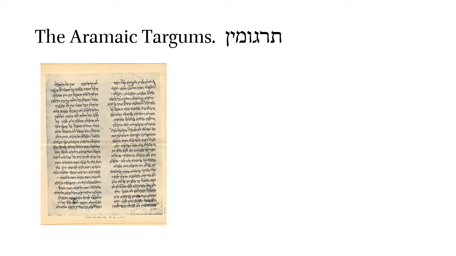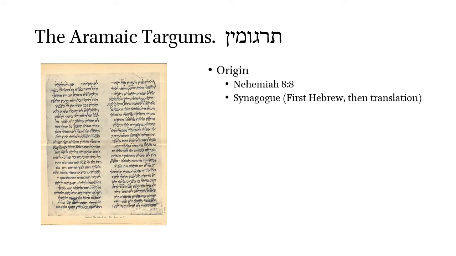Targum literally means translation in Aramaic. The Aramaic Targums may have had their start all the way back in the Persian period. So if you read Nehemiah 8, you've got the public reading of scripture, and it talks about the text being read and interpreted for people to understand. You can see that in Nehemiah 8, verse 8.